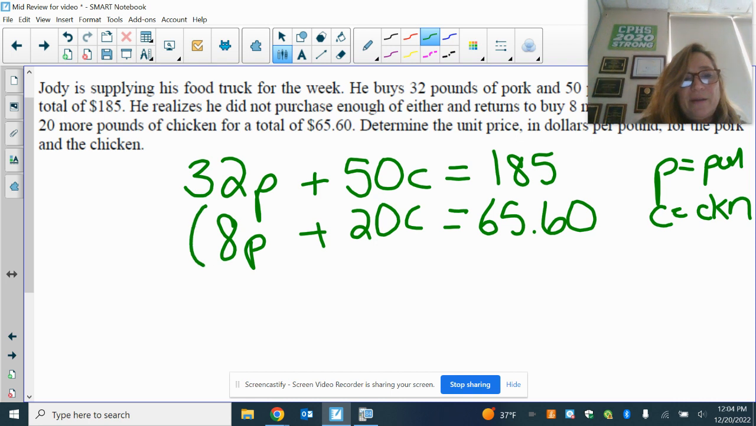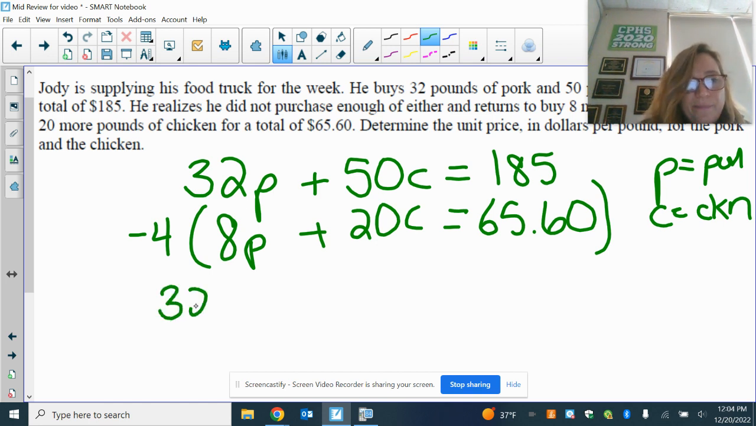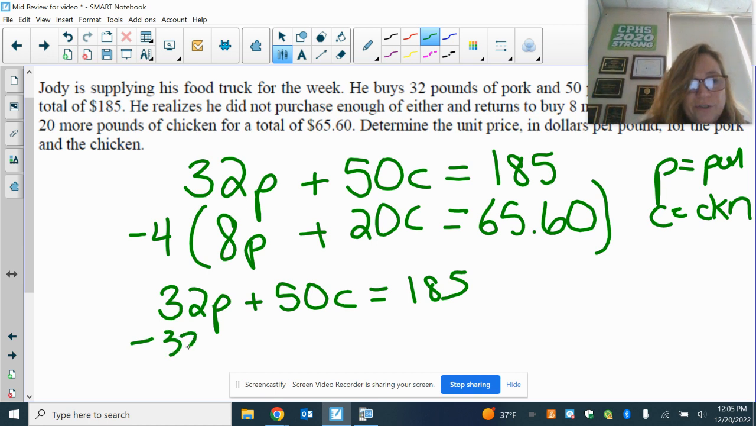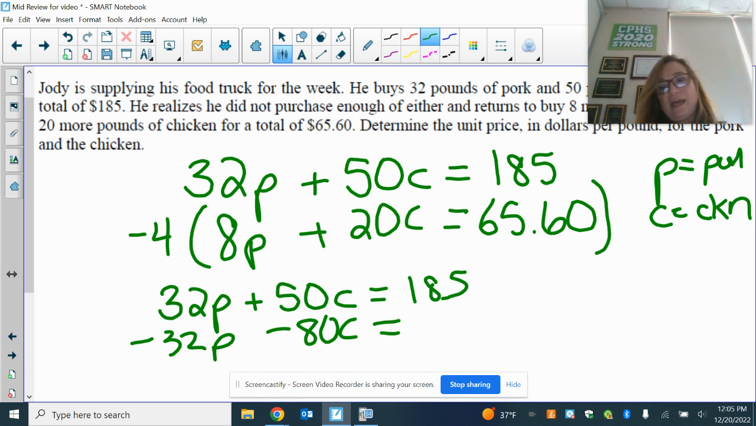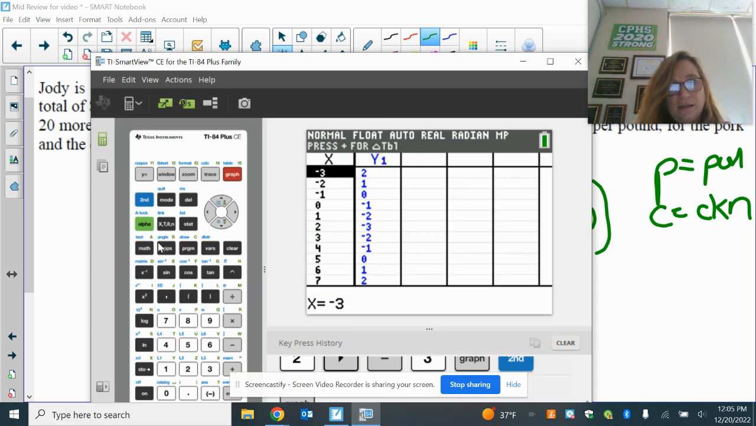So I'm going to multiply the bottom equation by a -4. I'm doing that because I'm going to get my p's to cancel. Okay, so I'm just copying the top equation again so that I have them lined up nice and easy. So that's going to be a -32p, a -80c, and time to use my calculator. So -4 times 65.60.